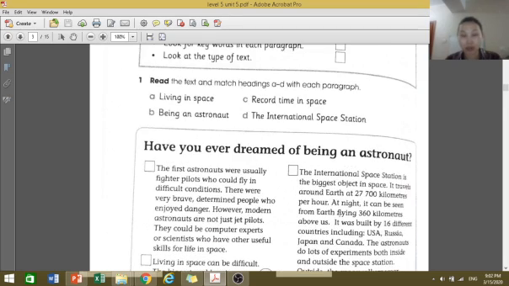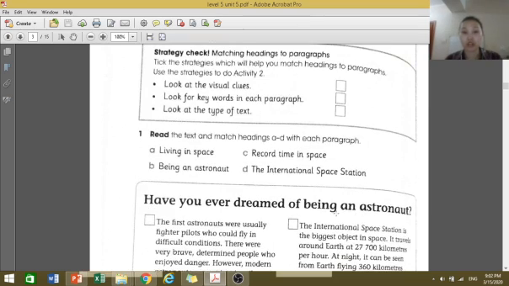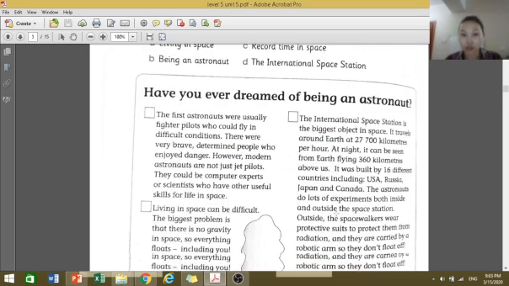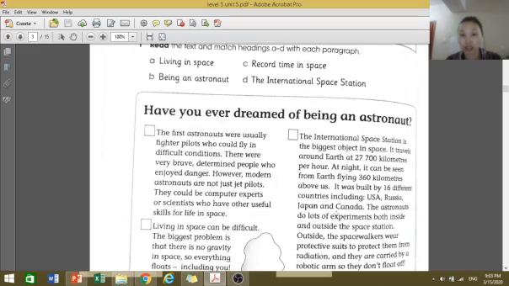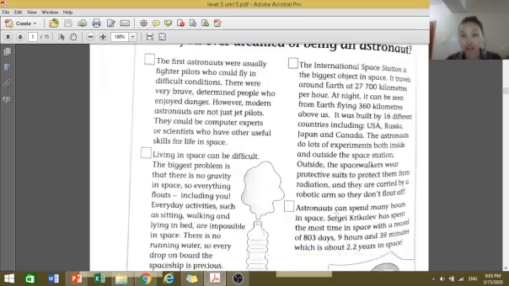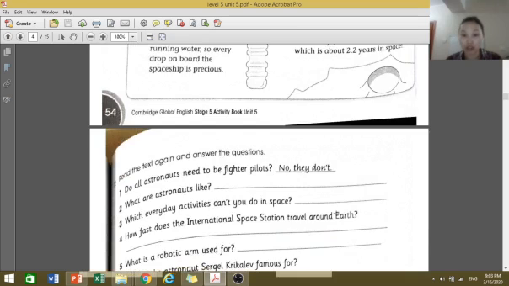So matching headings to the paragraph is this easy. Your strategy is to look at the keywords, and especially the first sentence of a paragraph tells you what the paragraph will be about. So this is the strategy that you can use for the other tasks. If you are asked to match the headings to the paragraph, you can use this strategy.